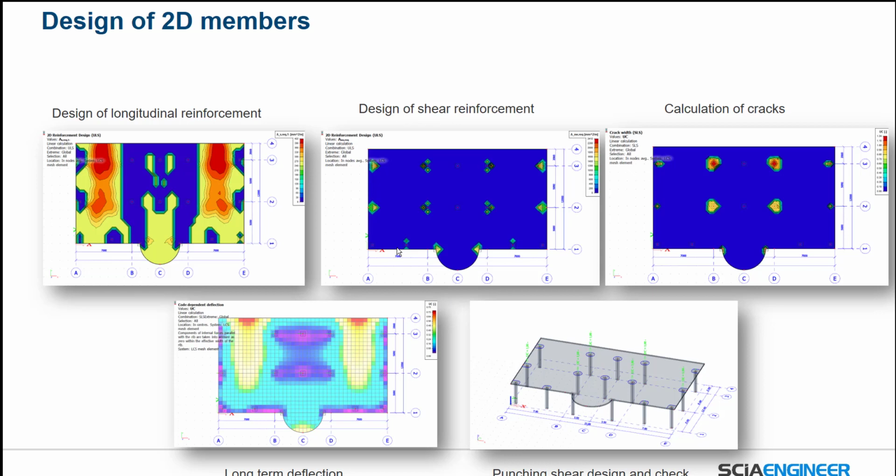As I mentioned, it is just a revision for you because it's already released since 16.1 of SIA Engineer. Now we can talk a little bit more about the design of 2D members. Of course, you can calculate longitudinal reinforcement, shear reinforcement, and as well you can do some crack calculations. Then you can go to the long-term deflection and check if your slab is okay for punching or not.